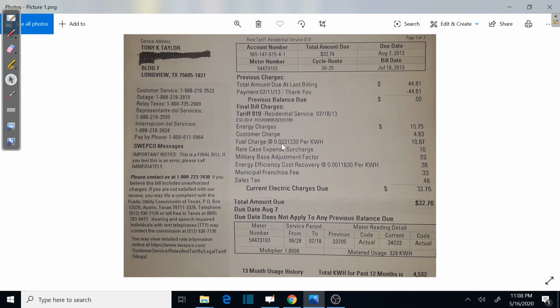The most important number on your bill will be this number right here. The amount of money you're charged per kilowatt hour of electricity to use. So let me highlight this number right here. So this number is 0.0331330. So in other words, it costs me about 3 cents per kilowatt hour of electricity that I use. That's what this number means.